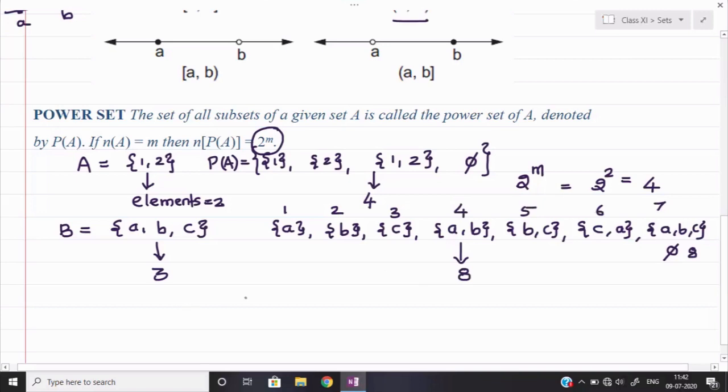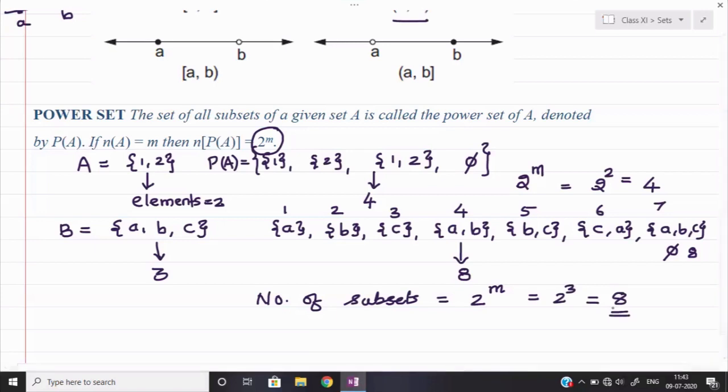We have given a direct formula here: the number of subsets will be equal to 2 to the power m, where m is the number of elements in a given set. So in the given set, how many elements are given? 3. So if I put 2 to the power 3, it becomes 8, which we already got by counting them manually. But these things we can formulate, and we can easily find out how many subsets there will be.